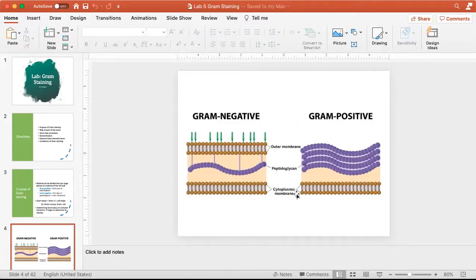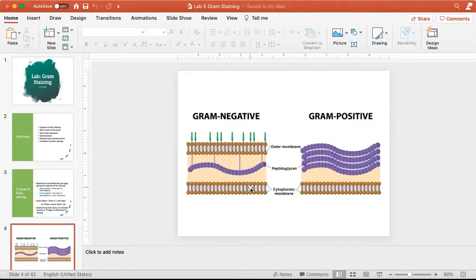This artist has labeled it as the cytoplasmic membrane. All of those things mean the exact same thing: the membrane that surrounds every single living cell on this planet. So this would be the inside again of the cell over here. This would be the outside world over here.